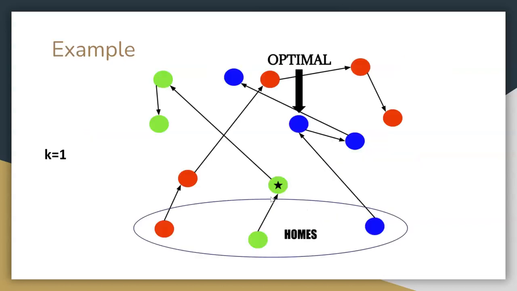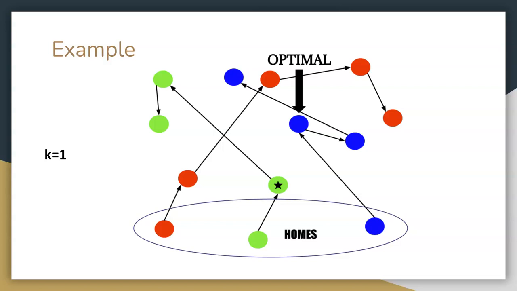In order to motivate this problem, let's look at an example. Here, the different colors represent different people. The circles represent locations, and these arrows represent where a person goes throughout a day. Also, here in our toy example, k is equal to 1, meaning we can only place one facility.